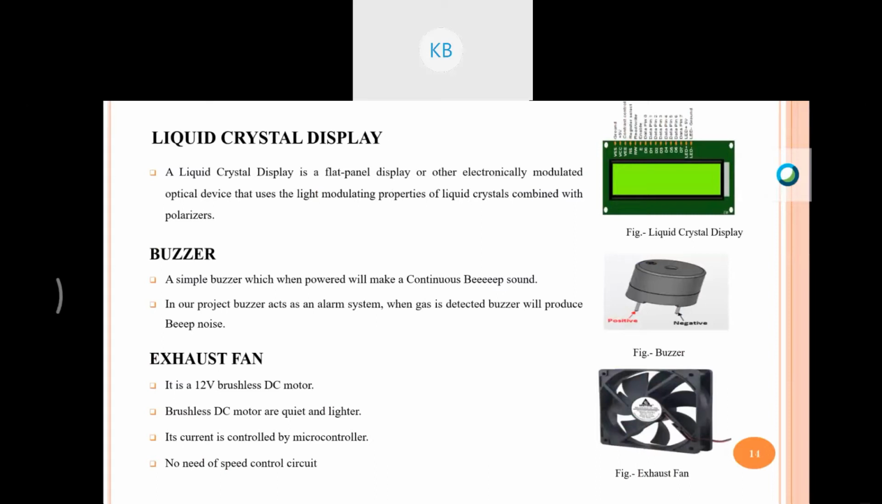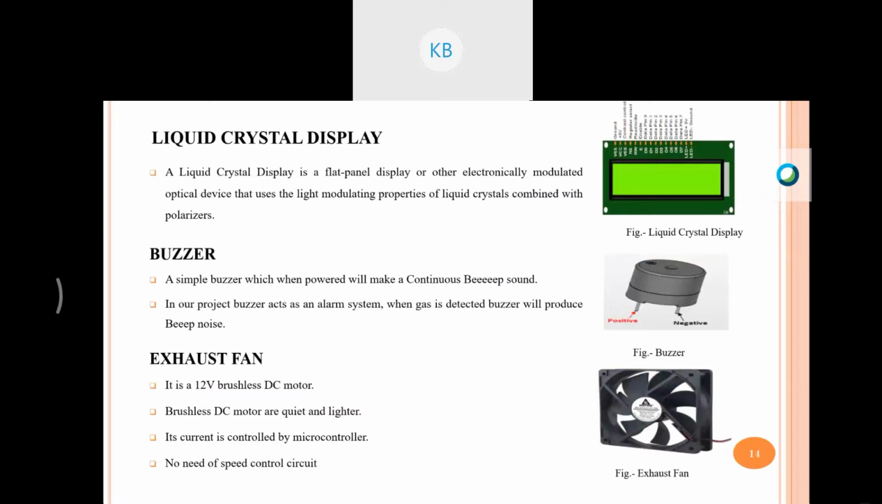And next we have used a buzzer. The buzzer just gives a sound when the hazardous gases enter the gas chamber. And we have used the exhaust fan, which helps to remove the poisonous gases from the gas chamber.